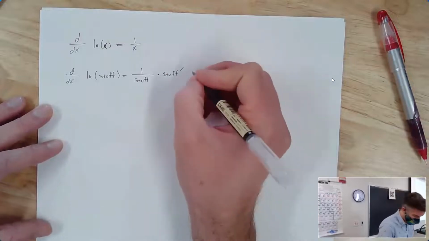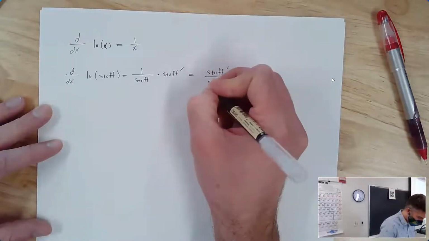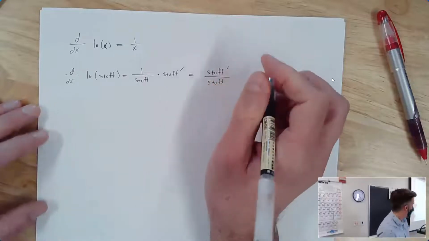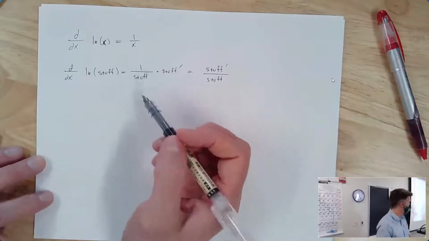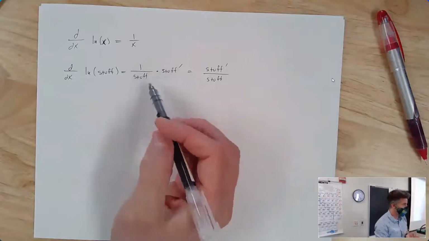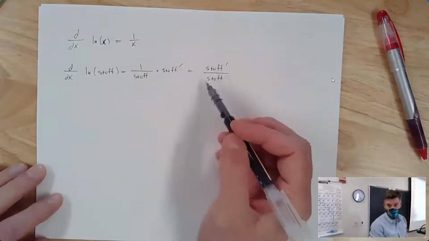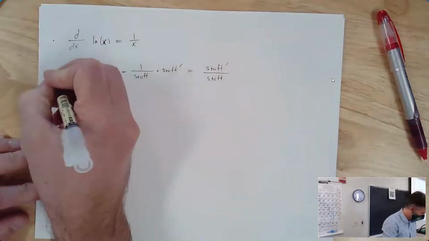Or as people often prefer to write, it's the derivative of the stuff divided by the stuff. I will usually express things in this way to really emphasize the fact that after we do the derivative of the outer function, we then multiply by the derivative of the inner function. So I usually tend to think of things or express things this way, but it's really okay to simplify it this way. Probably even preferred, I would argue.